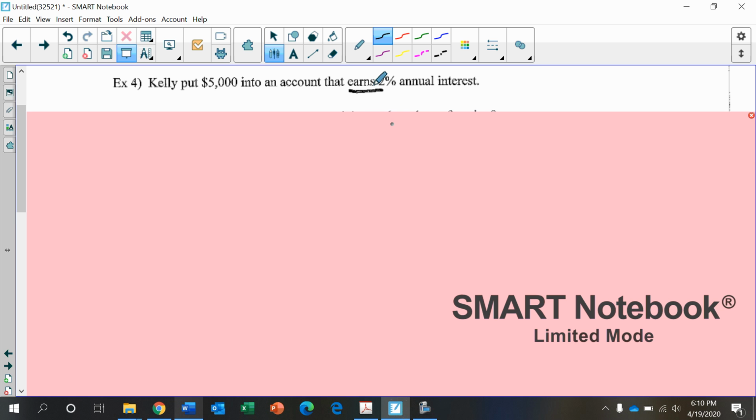Okay, so it says earns. Earns. Are you increasing or decreasing? I'm earning that money. It's going in my account. You're gaining that. It's lovely. So Kelly puts $5,000 into her account and earns 2% annual interest. Now, annual means it happens once a year.